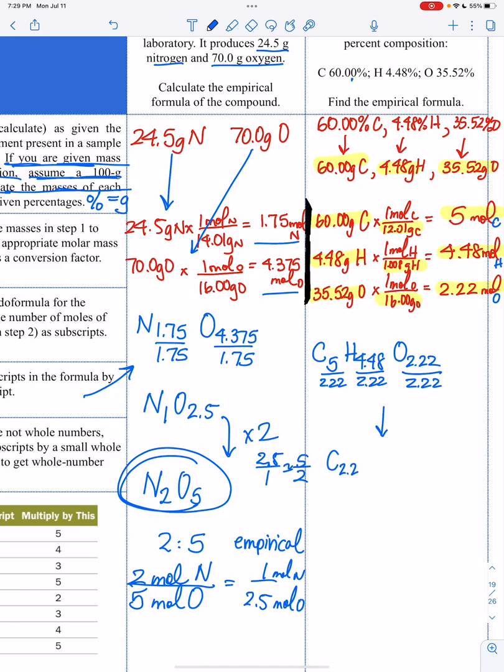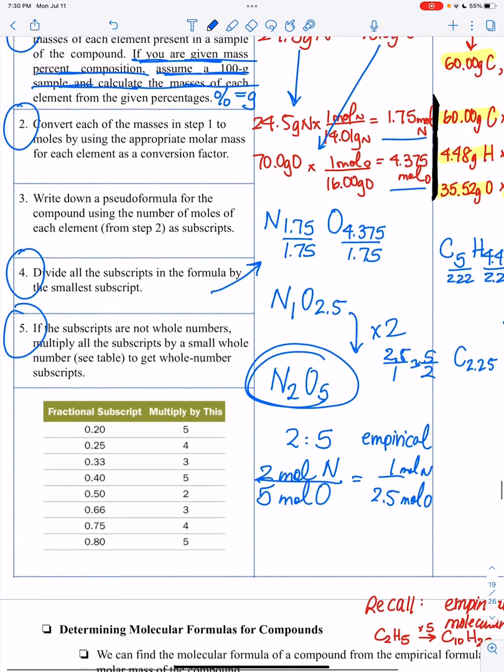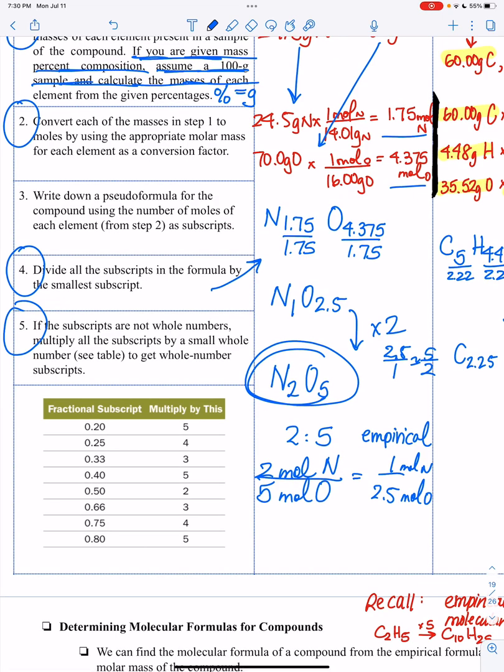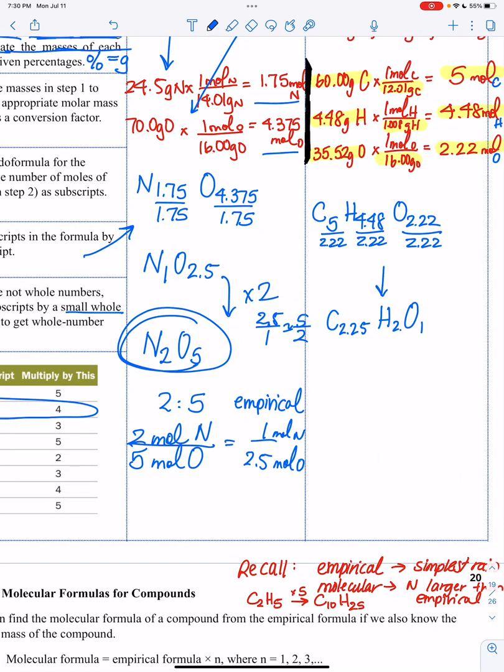C2.25, H2, and then O1. And now I am not left with whole numbers. What do I do? If the subscripts are not whole numbers, multiply all the subscripts by a small whole number. See this table. I have 0.25. If I have 0.25, I'm going to multiply everything by 4. And so I'll take everything here, multiply it by 4.